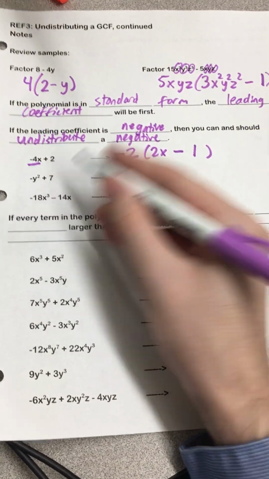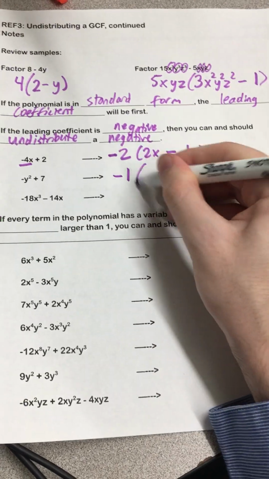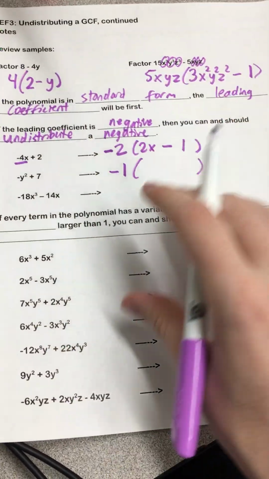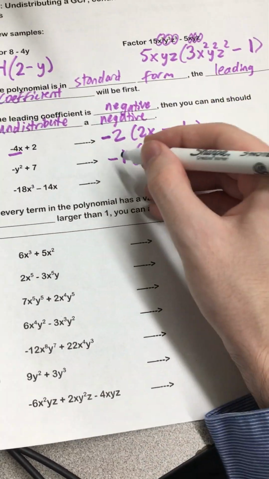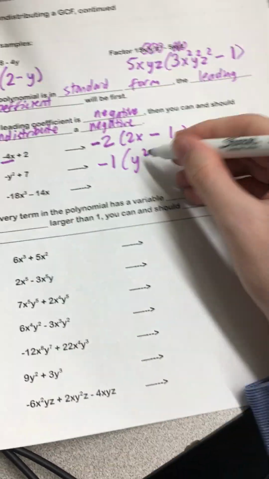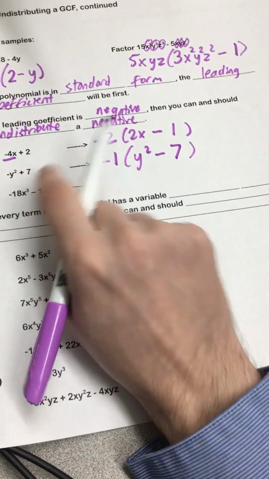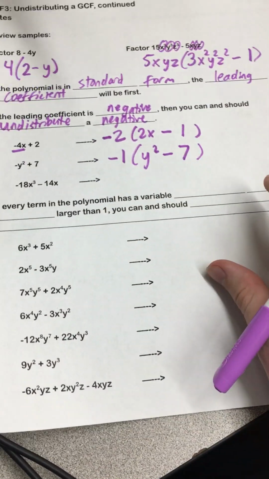Okay, negative y squared plus 7, we're going to do the same thing. This time the GCF is just negative 1 because there are no common factors and no common variables here, aside from 1. So we've got negative 1, and then y squared, and then minus 7, because 7 divided by negative 1 is negative 7, and negative y squared divided by negative 1 is positive y squared.